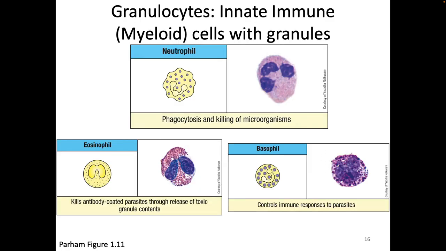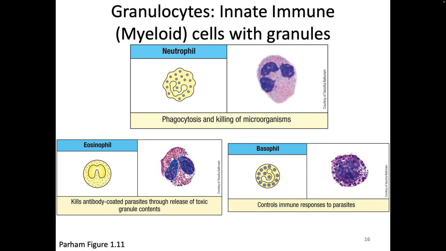If you look at these cells, and this is something we'll see a lot of tomorrow, you'll see that they're all pretty round. That's actually important. If they were not round and they tried to flow through the blood, they would get torn in half.